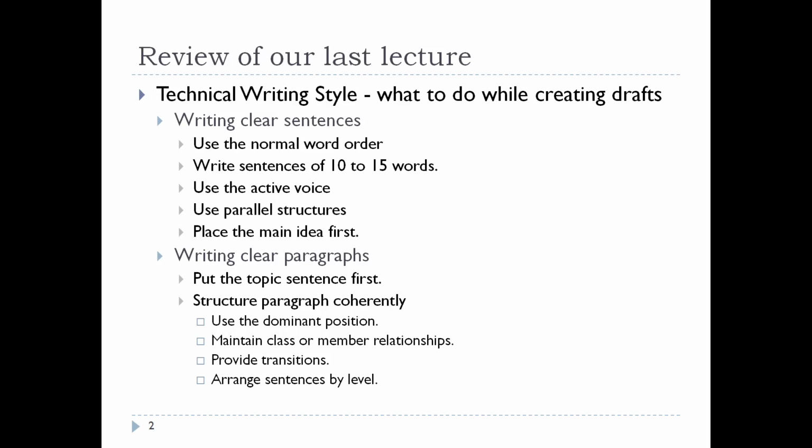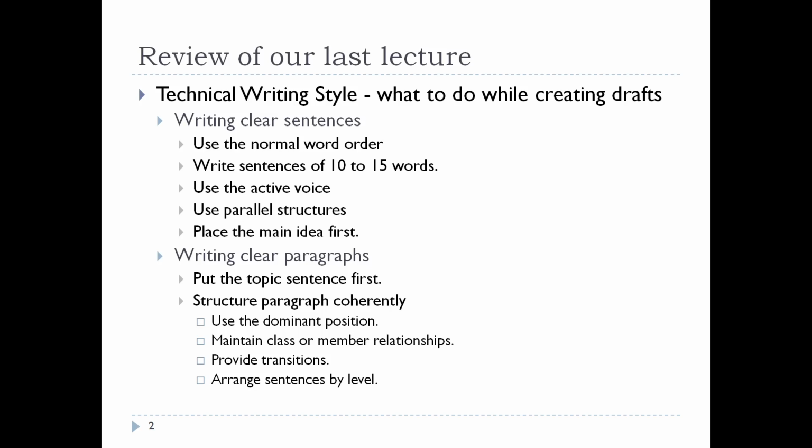So we said that if you want to write clear sentences, we should first use the normal word order. And the normal word order in English is the subject, verb, object kind of order. Every sentence must start with a subject, and then there should be a strong verb, and then the object. That is how we end up with clearer, more concise sentences. So the first thing that we must do is to use the normal word order.